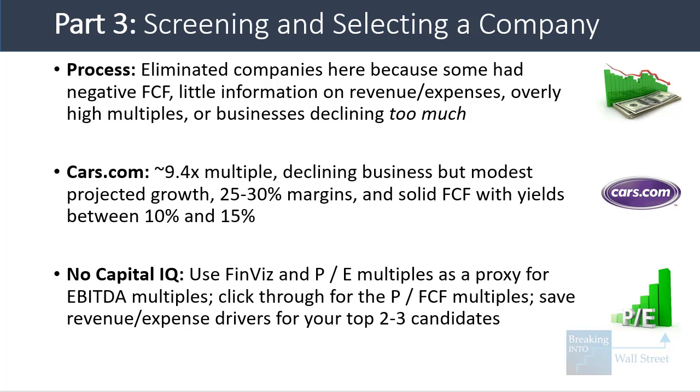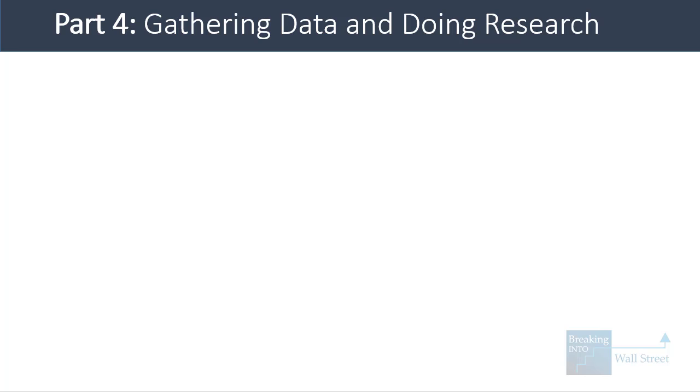Now, if you don't have Capital IQ and you have to do this exercise, you're probably going to have to rely on FinViz and use PE multiples as a proxy for EBITDA multiples. You can click through to individual results and get the price to free cash flow multiples and estimate the free cash flow yield like that. And then in this case, you're not going to be able to look at everything in detail. So maybe narrow it to 2 to 3 candidates and then quickly look at the revenue and expense drivers from there. So that's a little bit about the screening process.